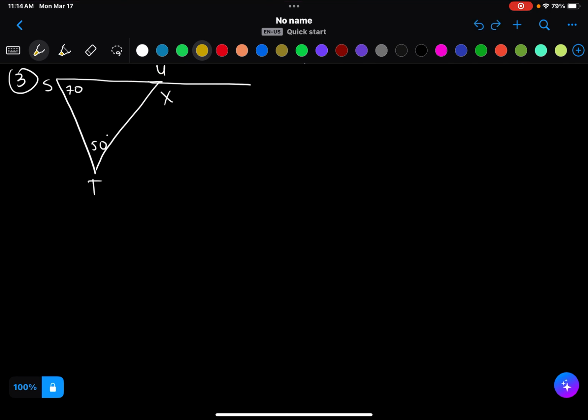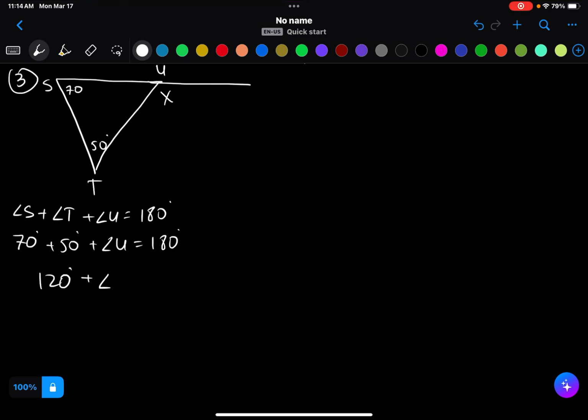Well, here we can actually find angle U because we know the other 2 angles in the triangle. I know that angle S plus angle T plus angle U have to add up to 180 degrees. And I know the other 2. I know angle S is 70. I know angle T is 50. So now it's just angle U, or since we already have an x, I'll just keep it as angle U. I just need to find that one. And 70 plus 50 is 120 degrees, plus angle U equals 180. And now simply subtract 120 from both sides.